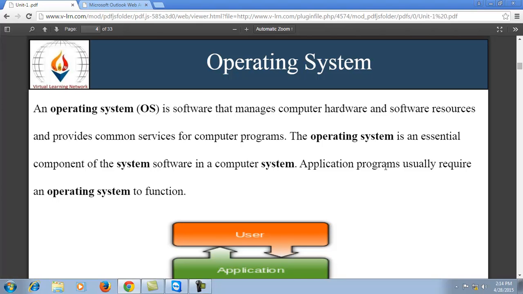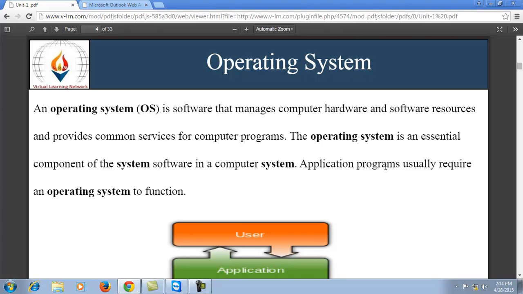An operating system is software that manages computer hardware and software resources and provides common services for computer programs. It provides a common platform and a common interface for the user and for the hardware devices which are attached with the operating system and work together for achieving a common task. The operating system is an essential component of the system software in a computer system.